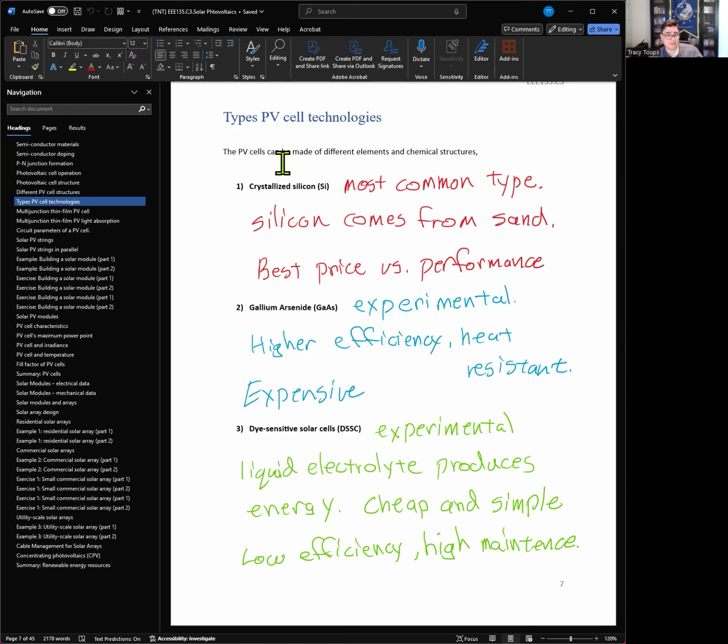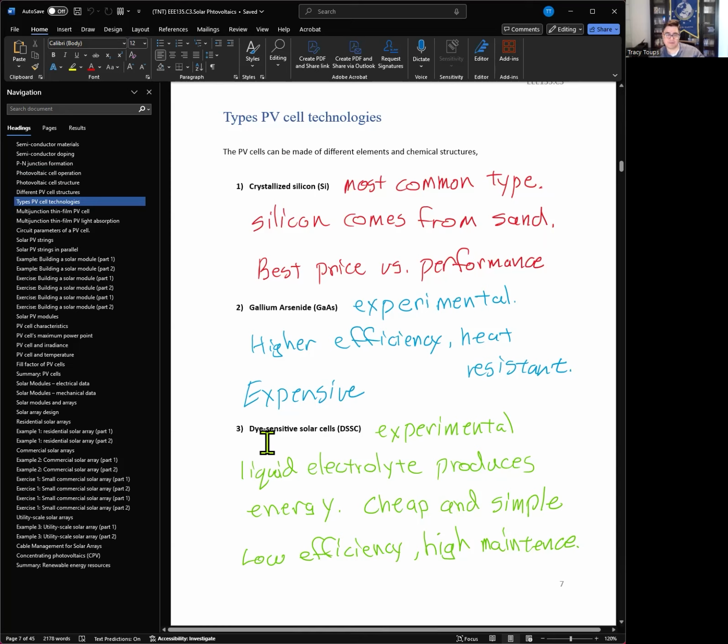Another one's called gallium arsenide, GaAs. This is an experimental alternative to silicon. It's higher efficiency, it's very heat resistant, so it's a superior version of silicon. But like all things electrical engineering, it's expensive, meaning it's kind of a no-go, right? Would you rather spend $200 or $400 for a solar panel, right? Obviously, I would choose $200. Even if the efficiency is maybe 10% more, it's not worth the cost. So that's the problem with those.